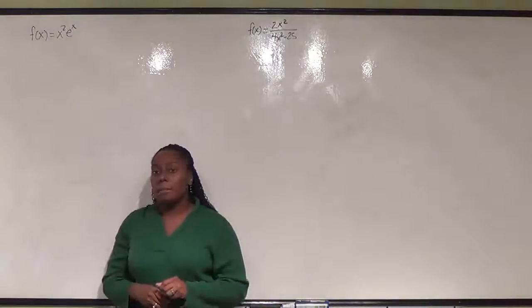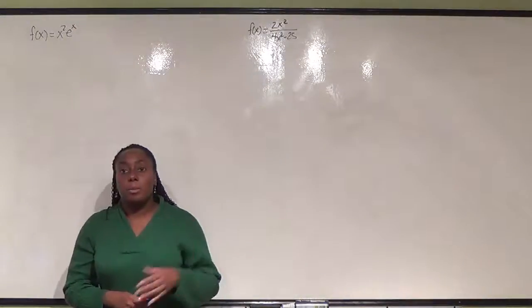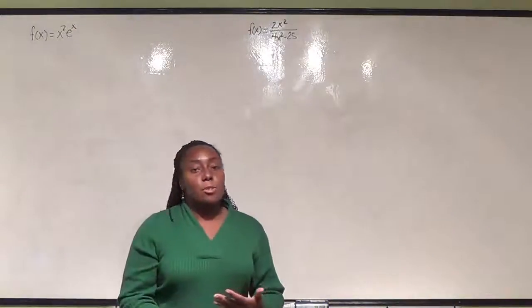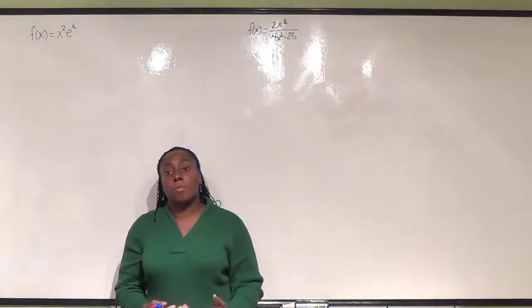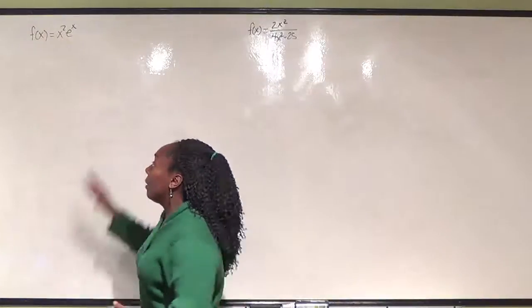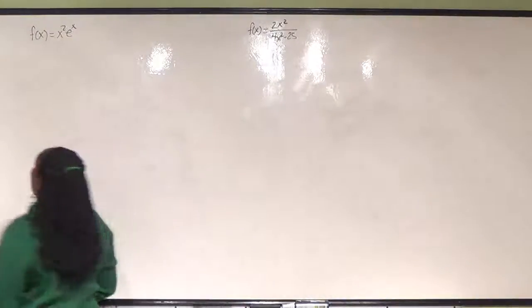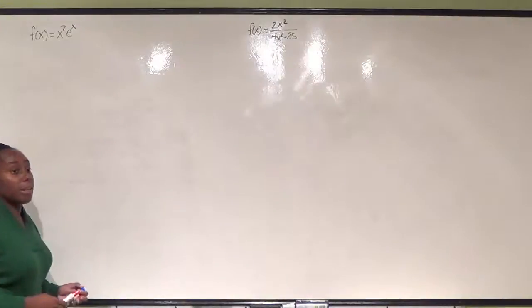Okay. In our next example, let's do the same thing. So we want to use the increasing or decreasing, so the slope, and the extrema to get a sketch of the graph of the function. So here f of x looks like x squared e to the x.